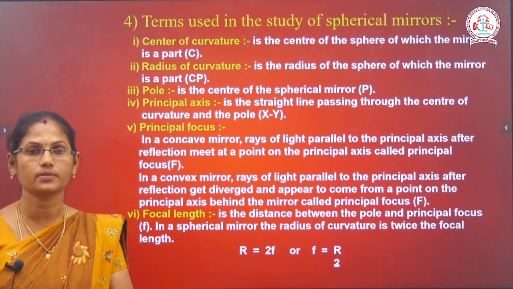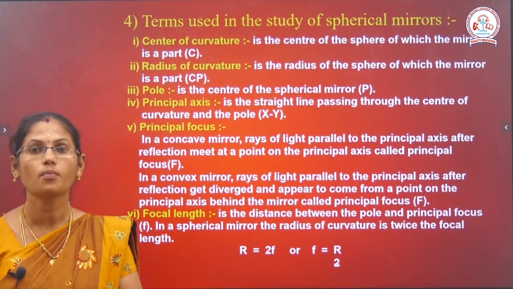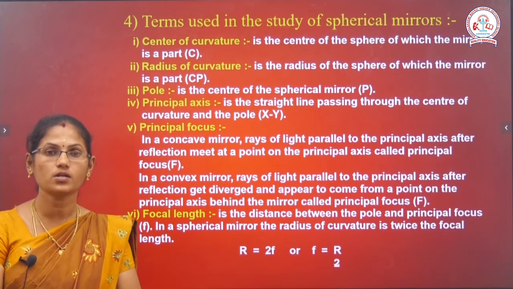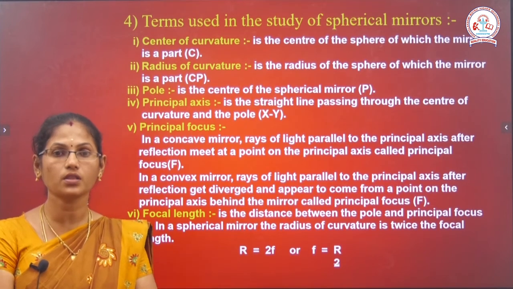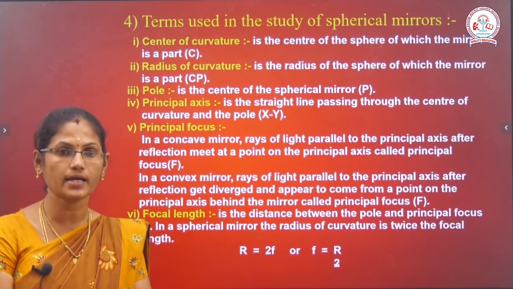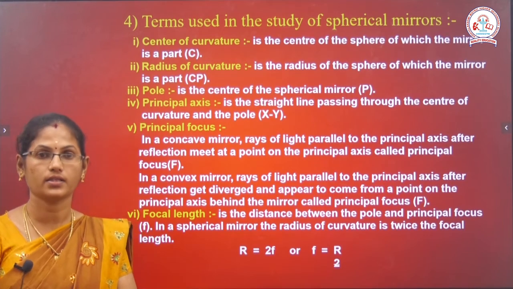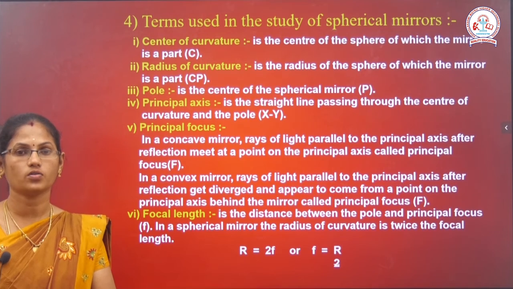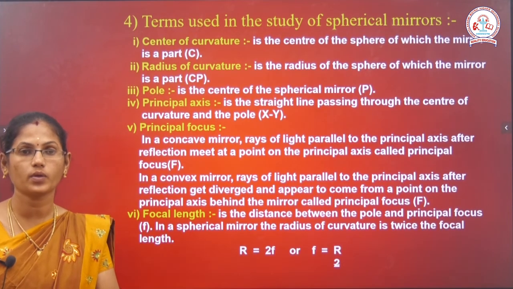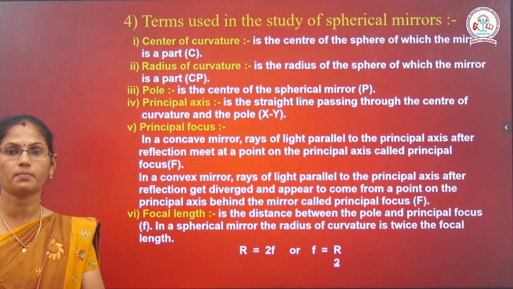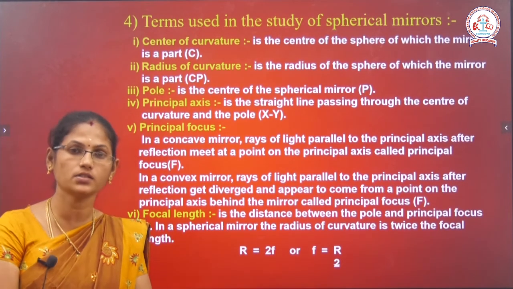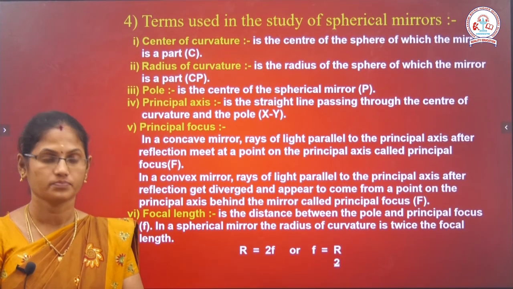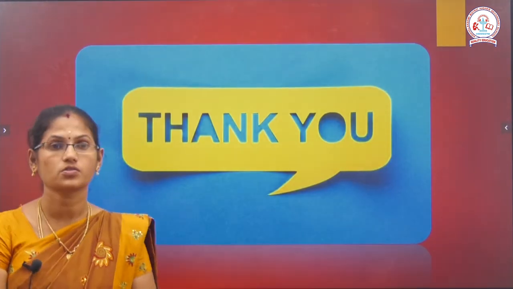And the last one is focal length. What is focal length? It is the distance between the pole and the principal focus. Simply you can remember it this way. For a spherical mirror, the radius of curvature is twice the focal length, okay, R = 2f. So, if we need the focal length, it is R divided by 2. So, we can find the focal length for a spherical mirror with this formula. So, thank you all of you.